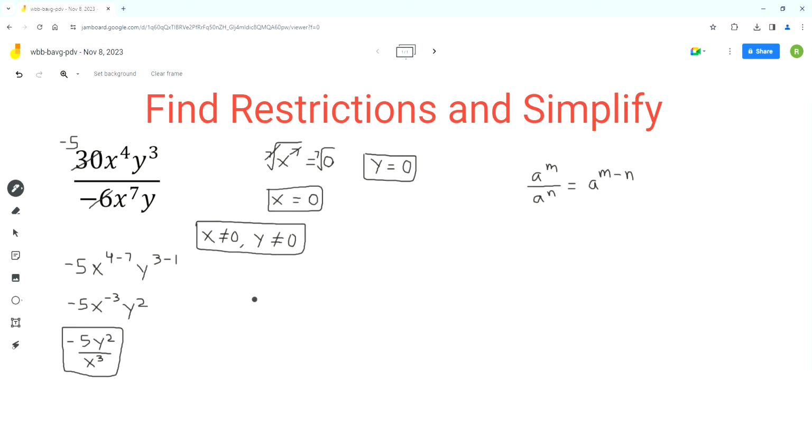Keep in mind that the restrictions have to be found first before we simplify the expression, and the restrictions are obtained from the denominator. So we set all variable terms equal to 0 and solve for the variables, and those are the restrictions, and then we simplify the expression.